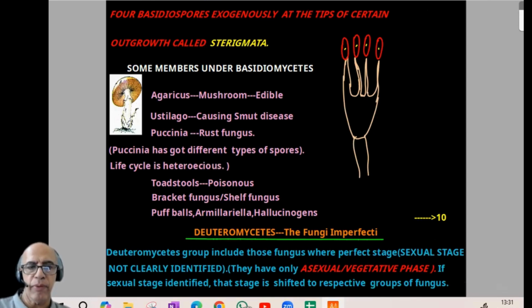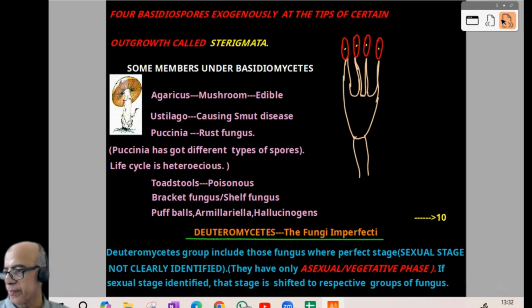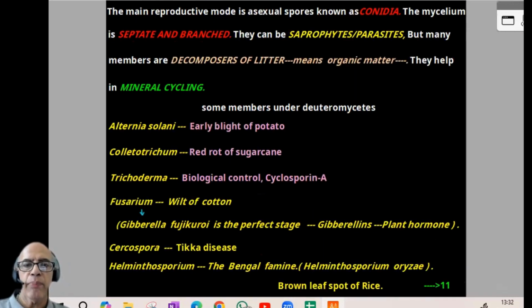The last group, fungi imperfecti. The Deuteromycete group includes those fungi where the perfect stage, meaning the sexual stage, is not clearly identified. So they are known only in the asexual or vegetative phase. If the sexual stage is identified, that fungus is shifted to its respective group. I think the idea is clear. The main reproductive mode is only asexual, by asexual spores known as conidia.